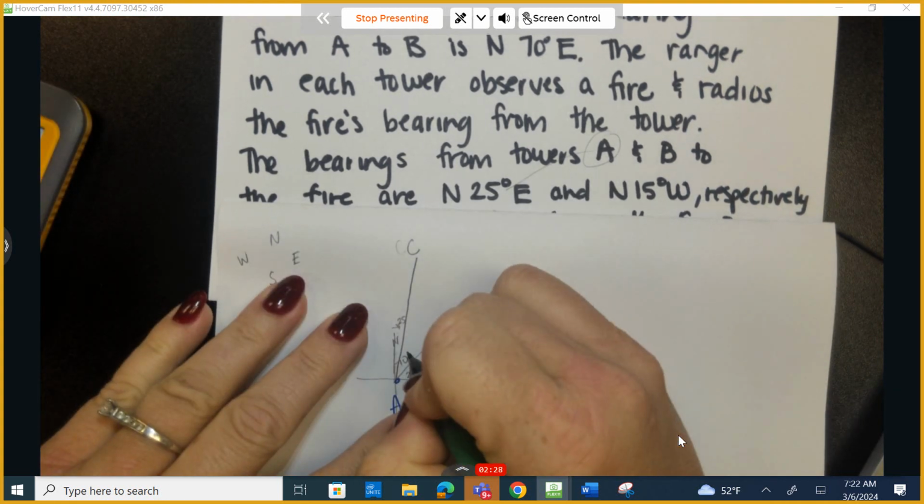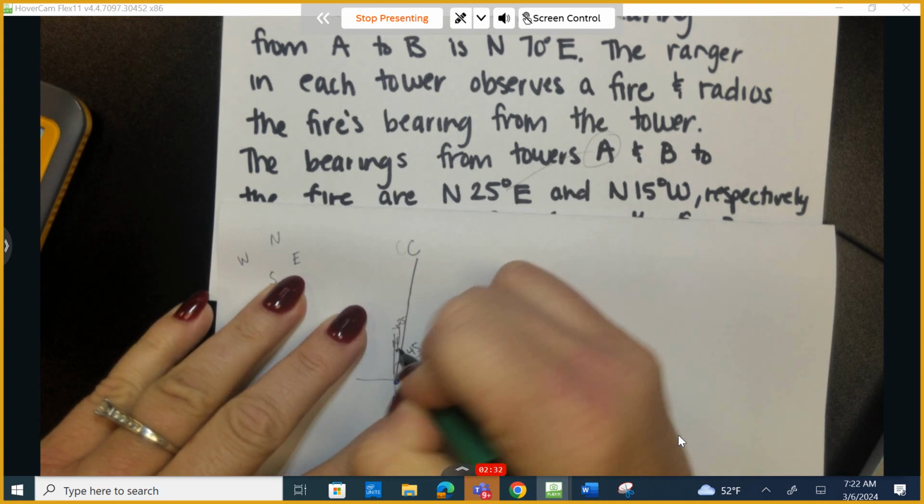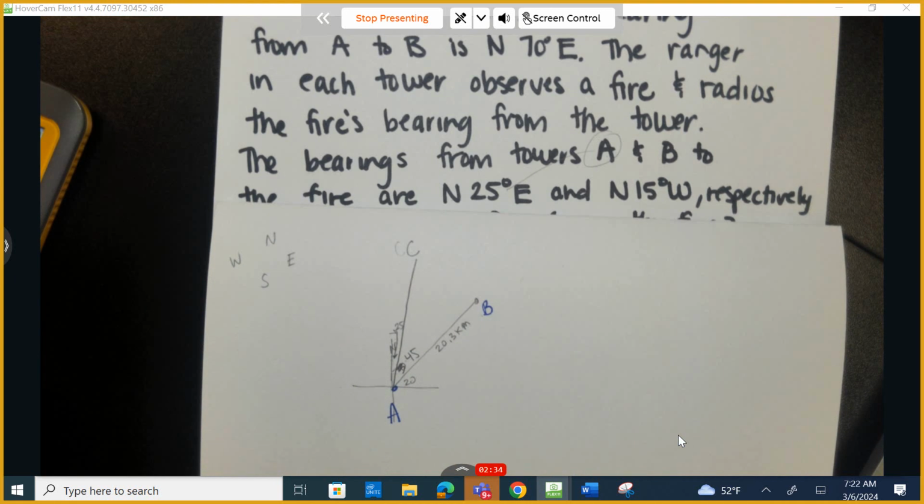So I'm going to redraw this. This is 45, and this is 25 right down there. Just curious, how many people had that? Okay, a good number. Now let's go to B.